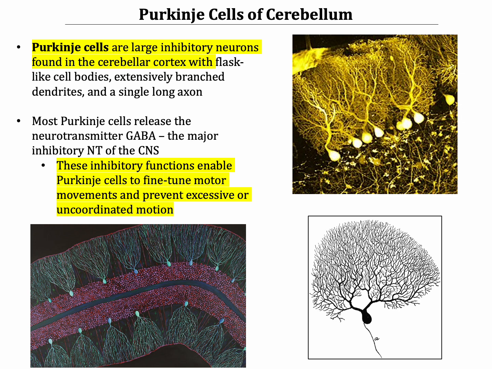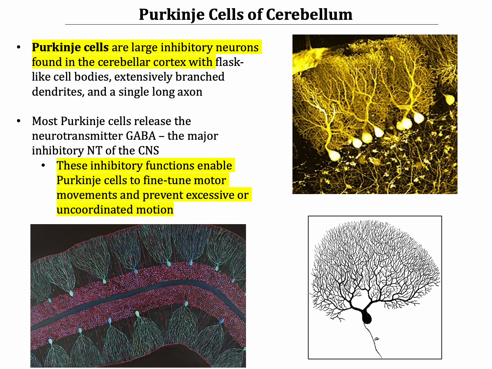The cerebellum consists mostly of what we call Purkinje cells. These are very large inhibitory neurons found in the cerebellar cortex. Highly organized in that tissue. Here's a really cool image of that. This is what one cell looks like. Kind of a flask-shaped cell body here. Very extensively branched dendrites. And then one single long axon.